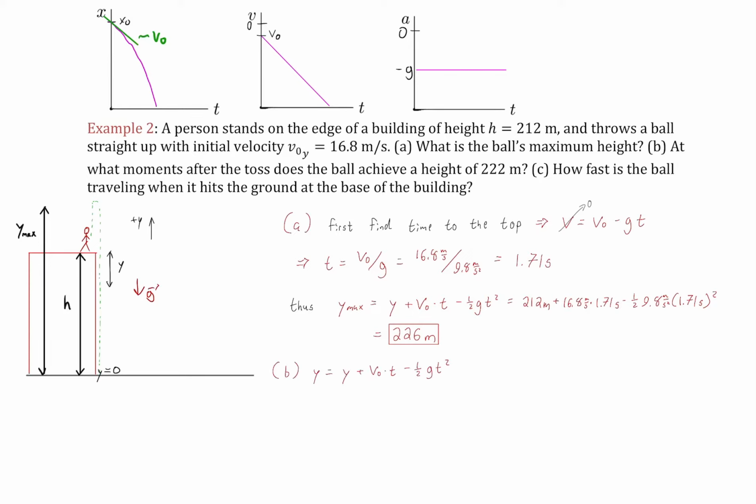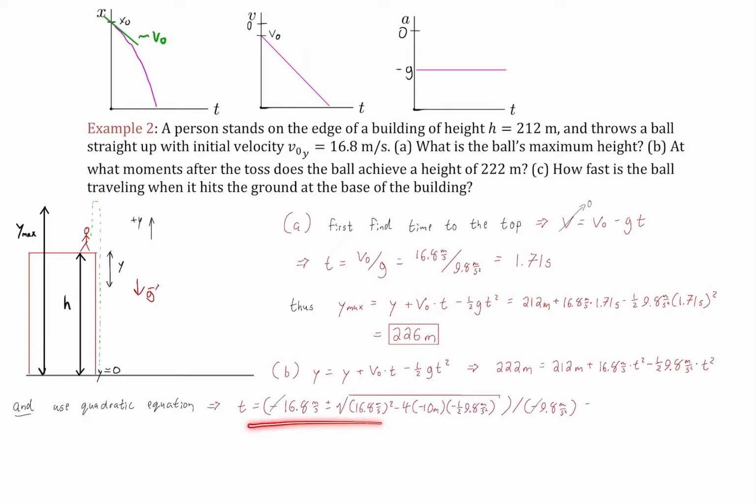All right, part B, at what moments after the toss does the ball achieve a height of 222? Okay, well then just write out the position function. All right, put 222 as the desired position, and then solve for t. Of course, it shows up twice. Oh, that's a typo. I should just say t. Sorry about that. All right, use the quadratic equation. Here's the correct quadratic equation, of course, because this is supposed to be linear, not quadratic.